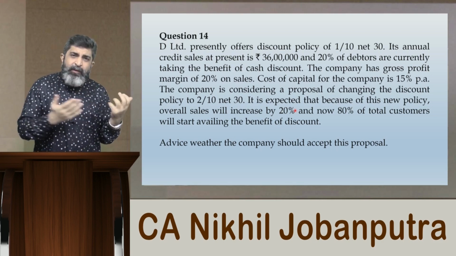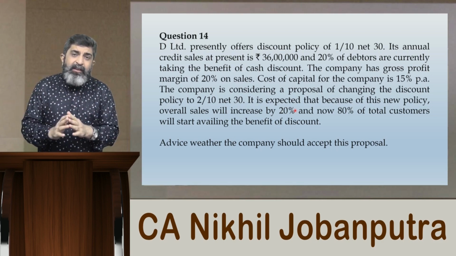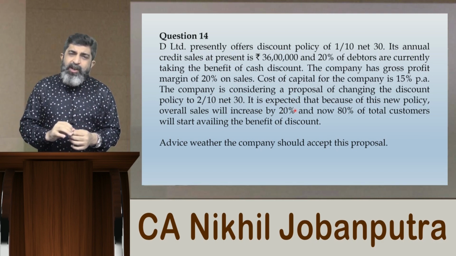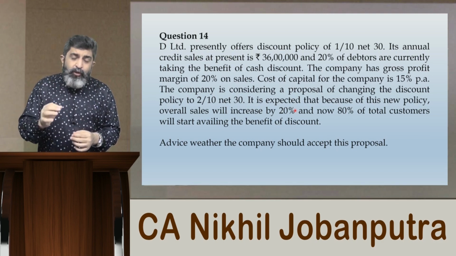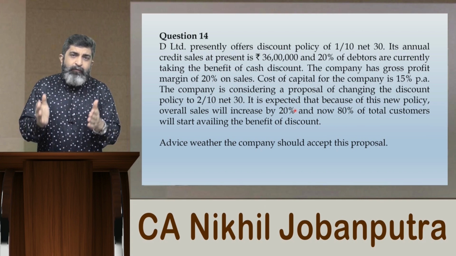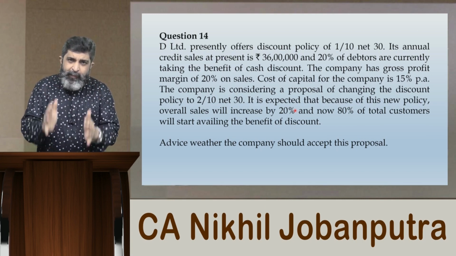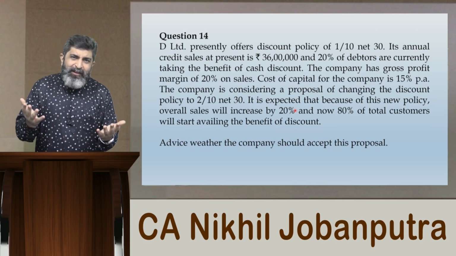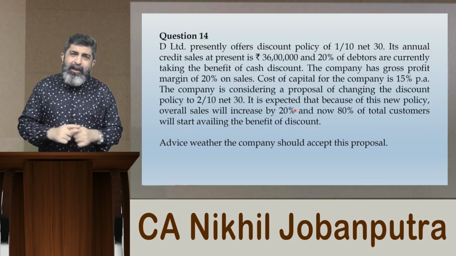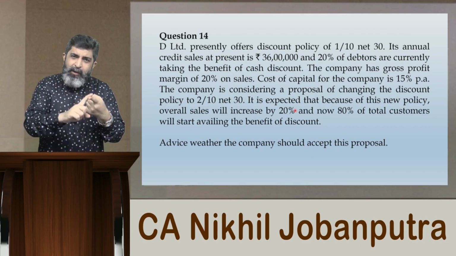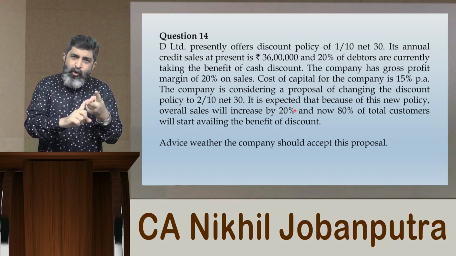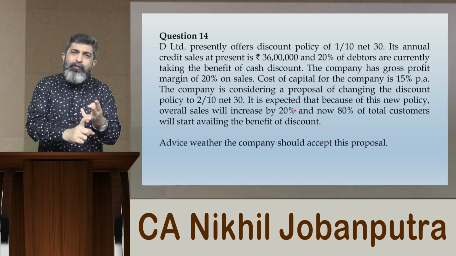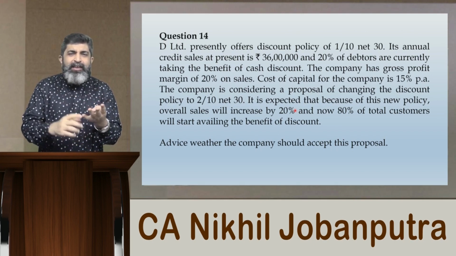Definitely here there is no information about bad debts, but we have one new component coming up like cash discount. So you will have to carefully work out what will be the amount of cash discount under the present policy and under the proposed policy. So what all elements we are going to find in our comparative profitability statement? Number 1, sales. Number 2, cost of goods sold. Number 3, cost of funds blocked. And number 4, cash discounts.